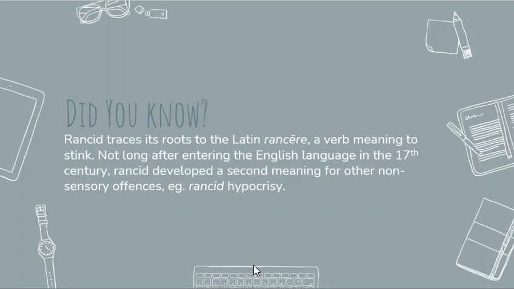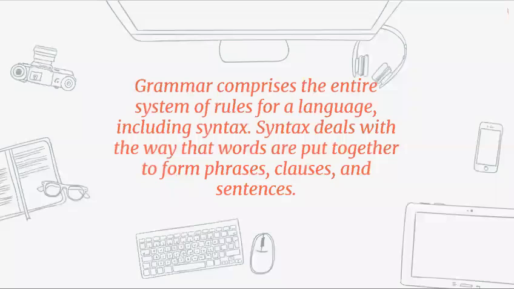Not long after entering the English language in the 17th century, rancid developed a second meaning for other non-sensory offenses. Example: rancid hypocrisy. Other synonyms of this word would be putrid, smelly, etc. So let's start the class.